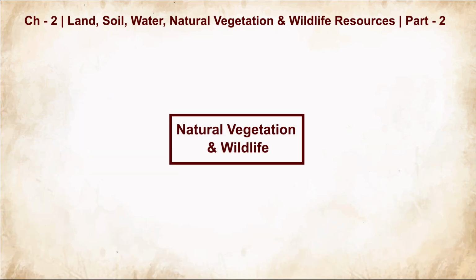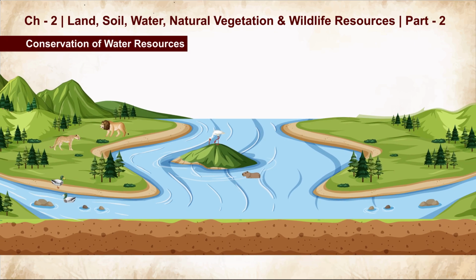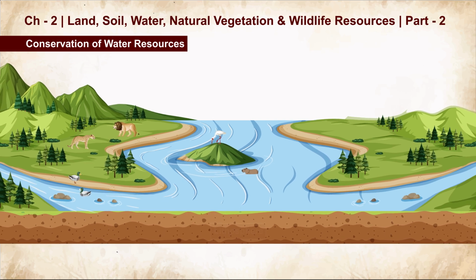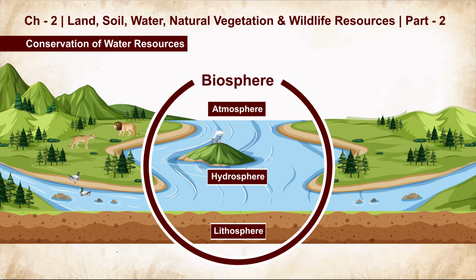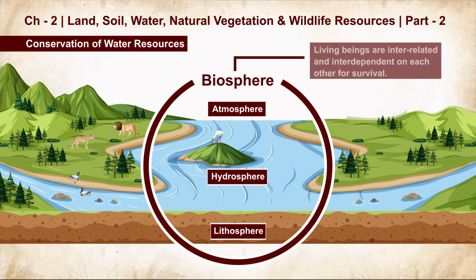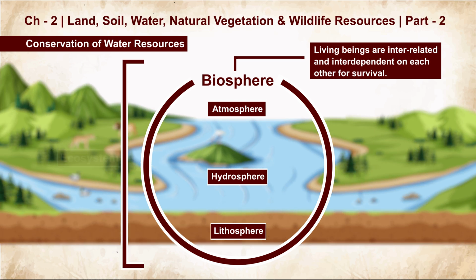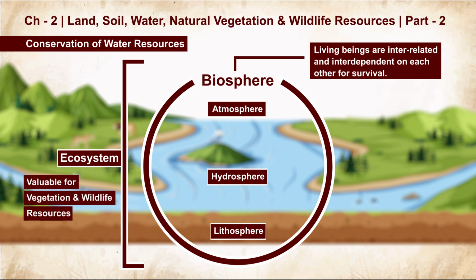Natural vegetation and wildlife. Natural vegetation and wildlife exist only in the narrow zone of contact between the lithosphere, hydrosphere, and atmosphere that we also call the biosphere. In the biosphere, living beings are interrelated and interdependent on each other for survival. This life-supporting system is known as the ecosystem, in which vegetation and wildlife are valuable resources.